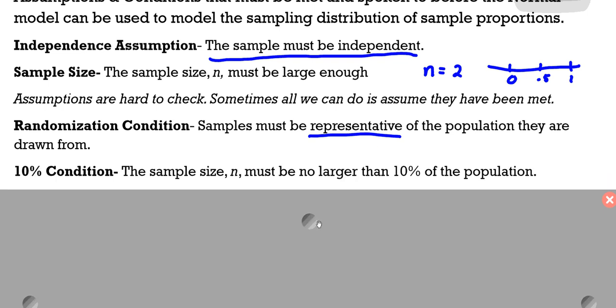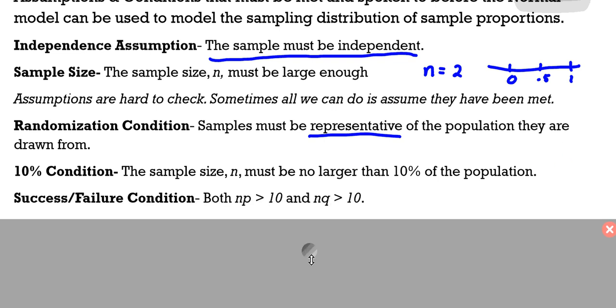The 10% condition. The sample has to be less than 10% of the population. If it's more than that, it starts affecting the independence of it all. So that's why we want to make sure that it is less than 10% of our population, and it usually is. The more practice we get on this, the more you'll say, oh, I guess that really can be. It might not seem like it's less than 10% in a lot of problems, but they usually are, depending on how you look at it.